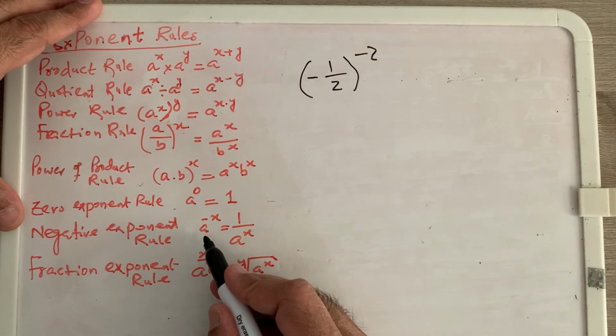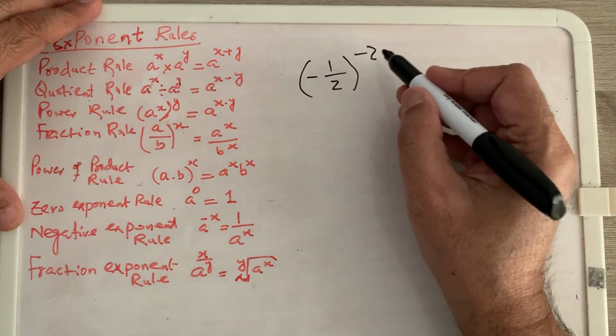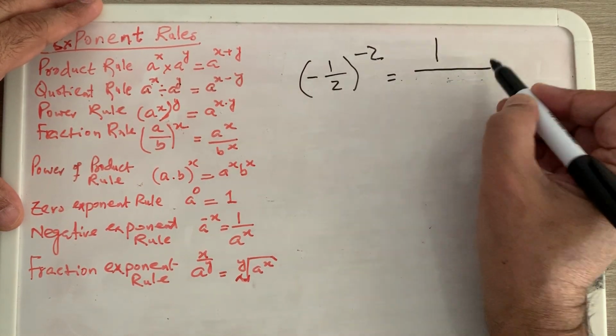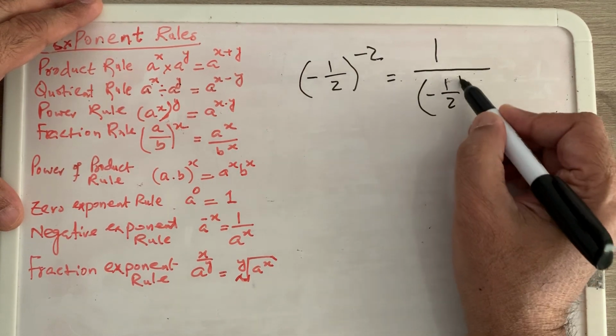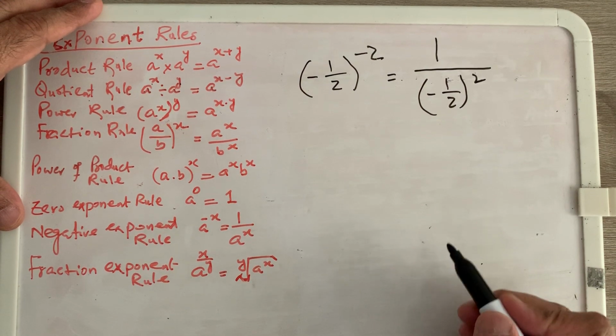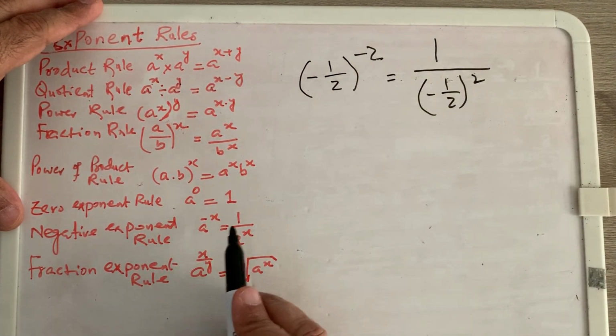The negative exponent rule says that if you have a negative power, it can be written in the denominator with the positive power. So my question will turn out as this. Now I have a positive power. I don't worry about the negative power now, because I applied the negative exponent rule.